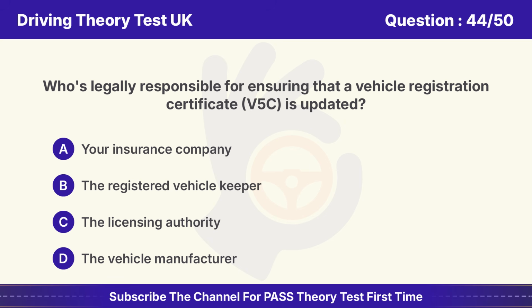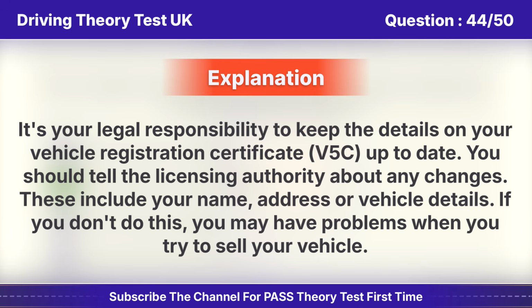Question 44. Who's legally responsible for ensuring that a vehicle registration certificate, V5C, is updated? Answer is B. The registered vehicle keeper. It's your legal responsibility to keep the details on your vehicle registration certificate, V5C, up to date. You should tell the licensing authority about any changes. These include your name, address, or vehicle details. If you don't do this, you may have problems when you try to sell your vehicle.